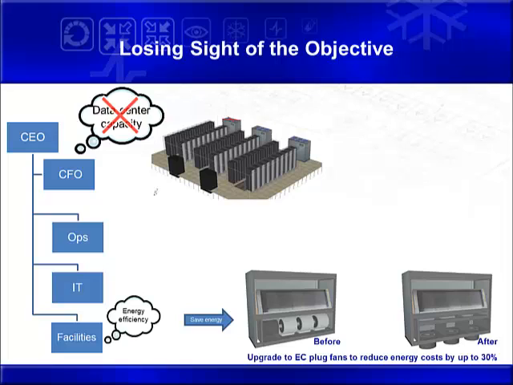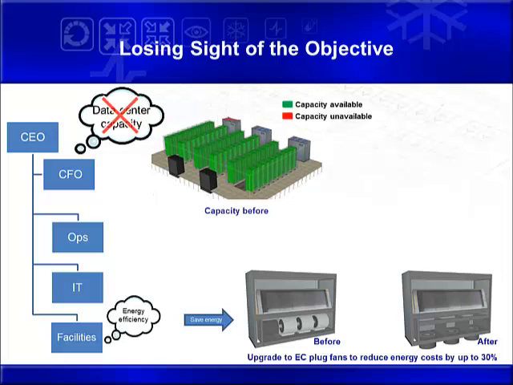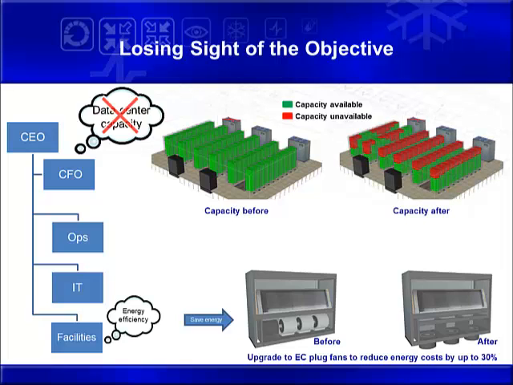What most people don't know is that the new fans, even though they supply the same amount of air, will change the distribution of cooling to the IT configuration. This is the capacity distribution of the original fans. Every U slot is green because space, power, and cooling is available to each unit of this plan. This is the capacity distribution of the new fans.